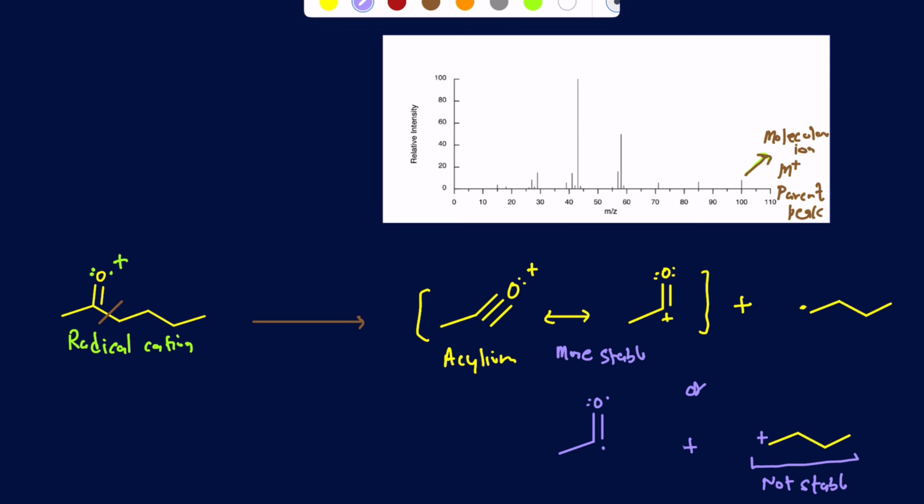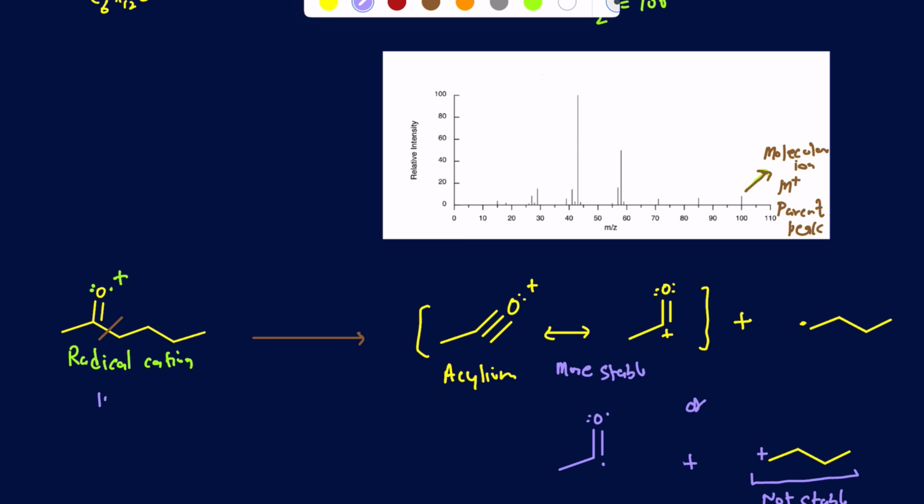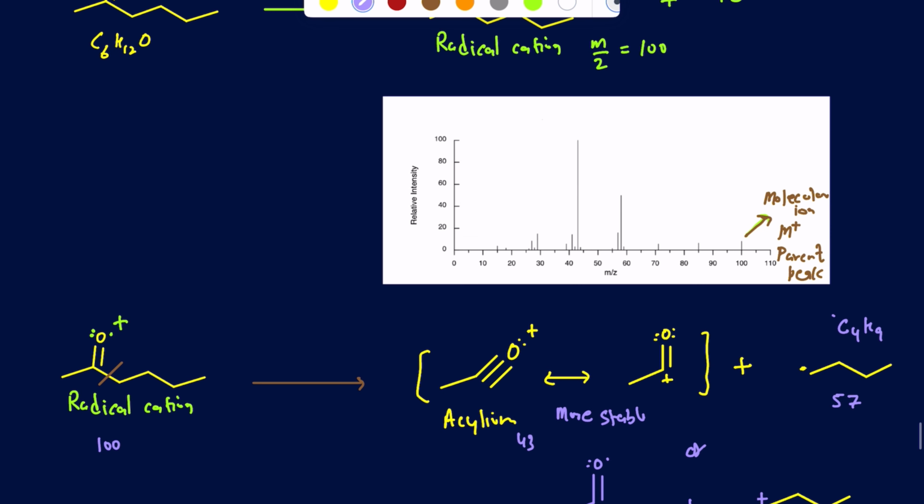So what I'm losing here, if I look at it: the molar mass of this radical cation was 100, and I lose this 1, 2, 3, 4, so a C4H9 radical, which is going to be 57. That means I should have this as 43 for the acylium ion. When you go back here, you do see that this signal has an intensity of 100%, which makes it the base peak at 43, and that would be this particular acylium ion.